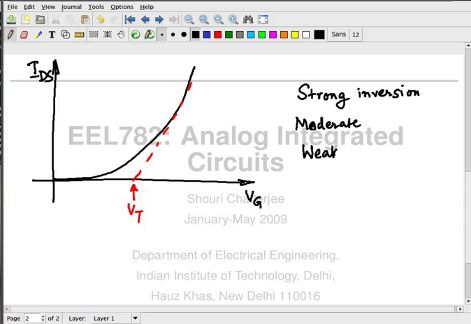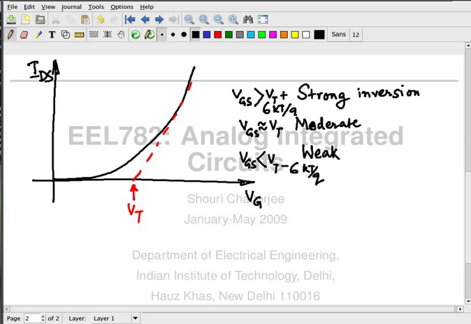So, strong inversion, moderate inversion and weak inversion. Moderate inversion is when the gate to source voltage is approximately equal to the threshold voltage of the device. Weak inversion is when the gate to source voltage is less than, let's say, VT minus 6 kT over Q. And strong inversion is when VGS is greater than VT plus 6 kT over Q. Okay, 6 kT over Q is something like 150 millivolts at room temperature.